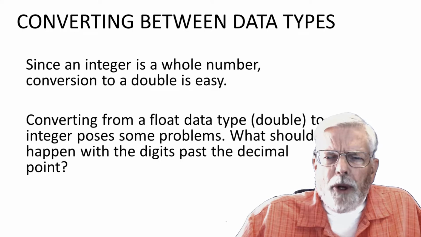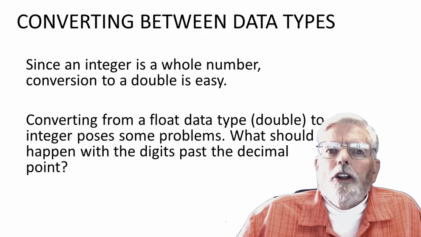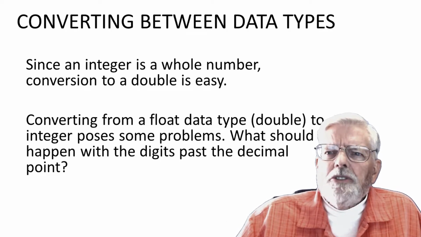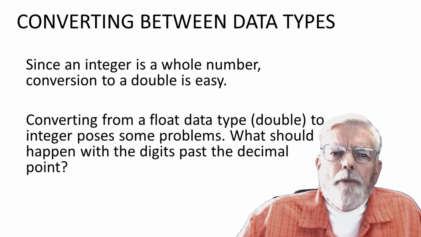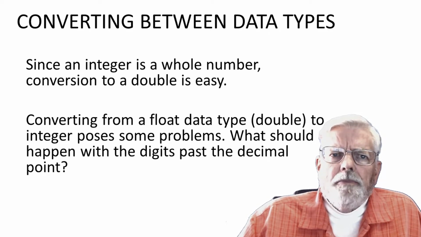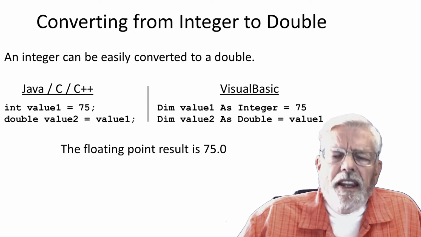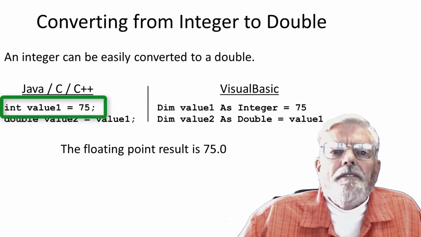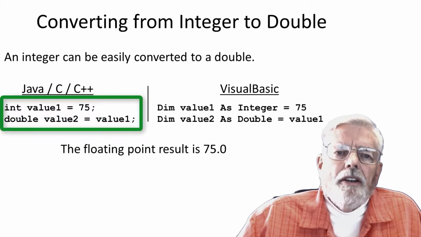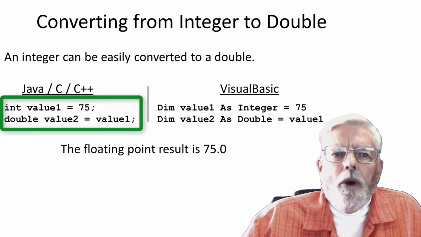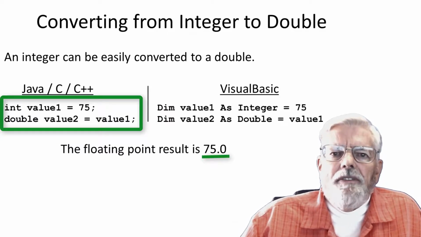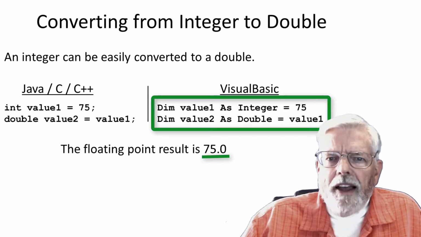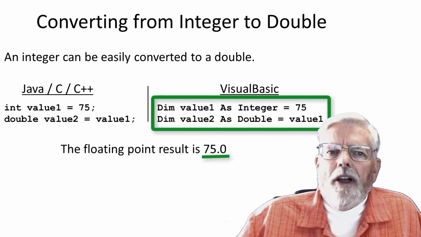Since an integer is a whole number, conversion to double is easy. Converting from a floating point data type, double, to integer poses some problems. What should happen with the digits past the decimal point? An integer can be easily converted to a double. In Java, C, and C++: int value1 = 75; double value2 = value1; For either language, the result is 75.0. In Visual Basic: Dim value1 As Integer = 75; Dim value2 As Double = value1.